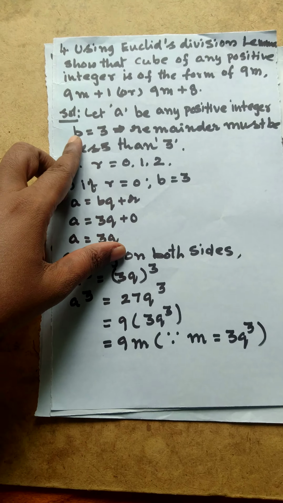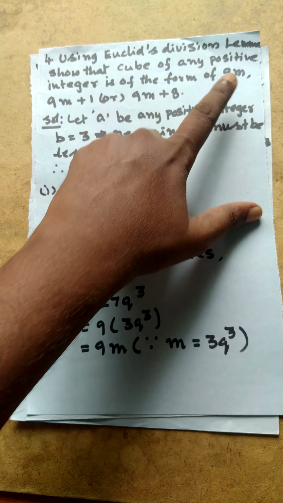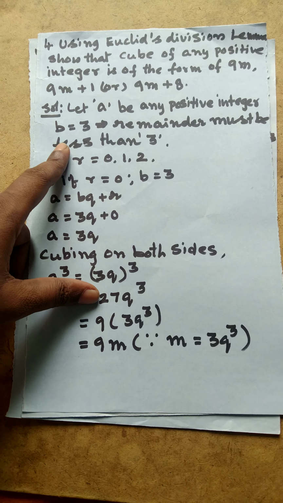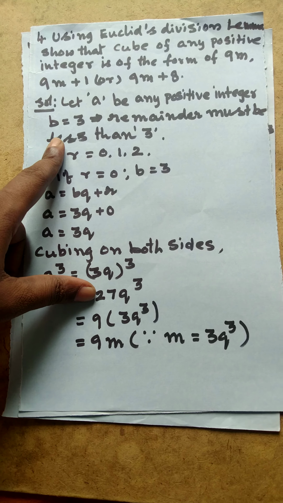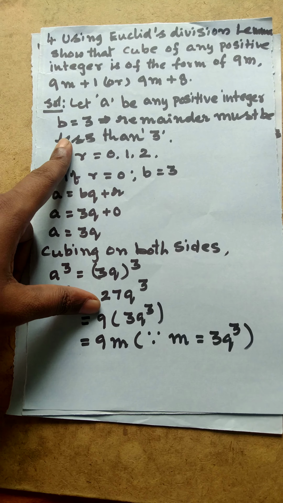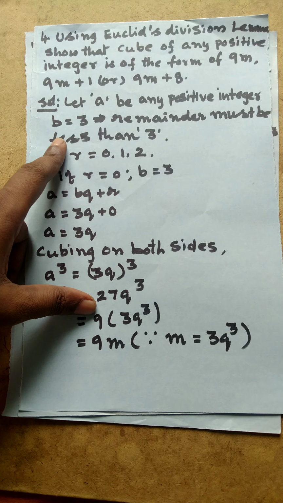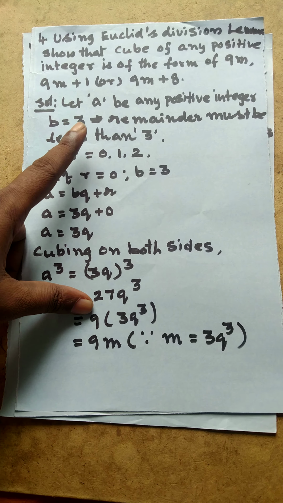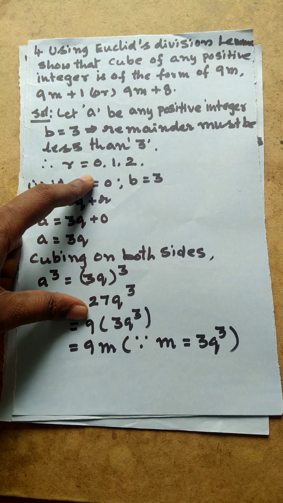Here the divisor, that is the b value, will be 9. When we take b as 9, the remainders must be 0, 1, 2, 3, 4, 5, 6, 7, 8. A total of 9 remainders will come, so we get 9 cases. If you solve the 9 cases, they will also be in the form of 9m, 9m plus 1, or 9m plus 8. Another way, we can solve it in fewer cases, that is in 3 cases.